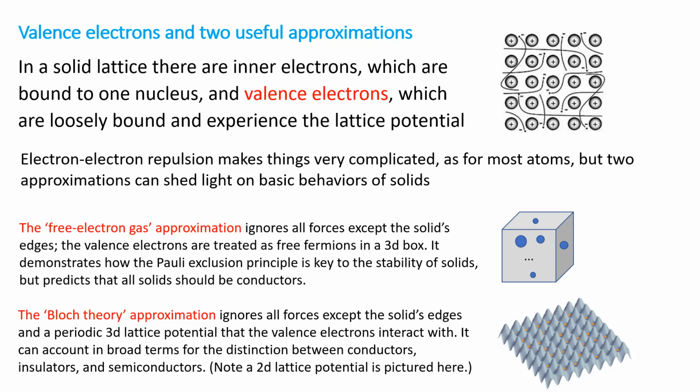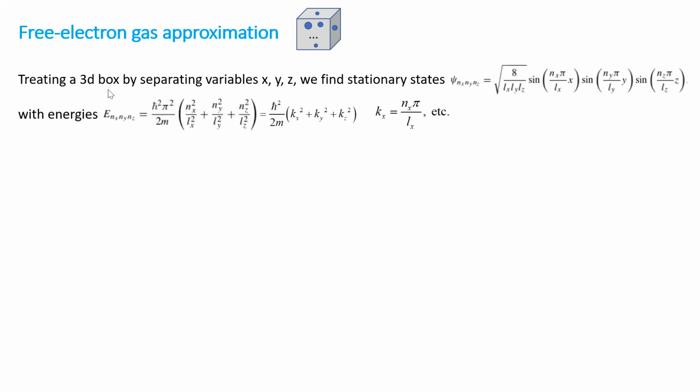Okay, so let's look at the free electron gas approximation. Here's our little picture of it with the free electrons in the little box. We start with a 3D box, and we solve the TISE for a 3D box. The box has dimensions Lx, Ly, and Lz, so three potentially different dimensions. We start with the TISE, we separate variables into x, y, and z. And what we find is that it separates into three one-dimensional infinite square wells.